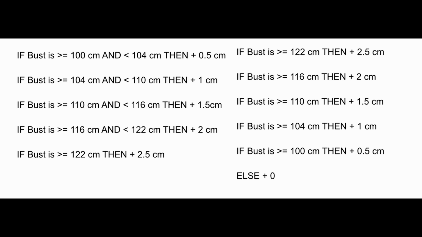This is much more efficient. If our person had a measurement of 112, it wouldn't be greater than this. It wouldn't be greater than this. It would be greater than 110. So it would hit here and it would add that 1.5 centimeters. So this works exactly how we need it to.